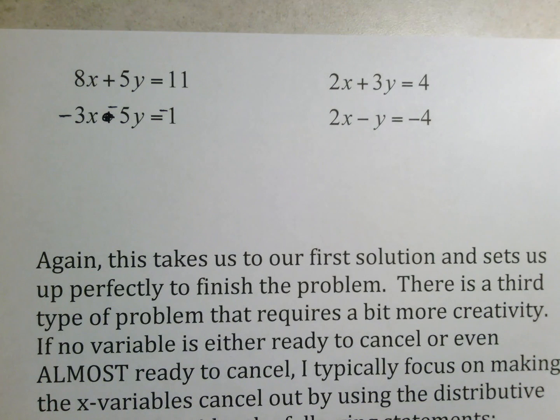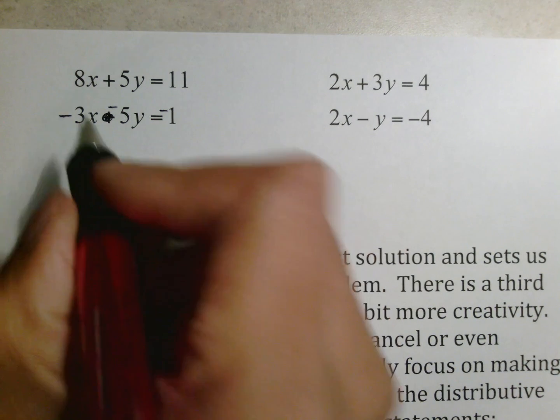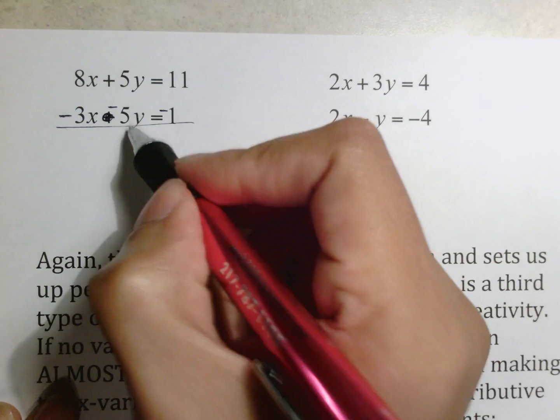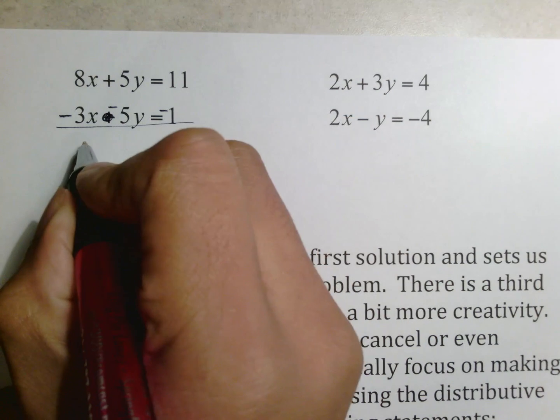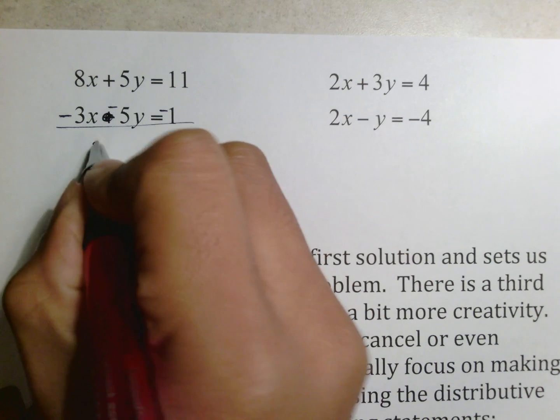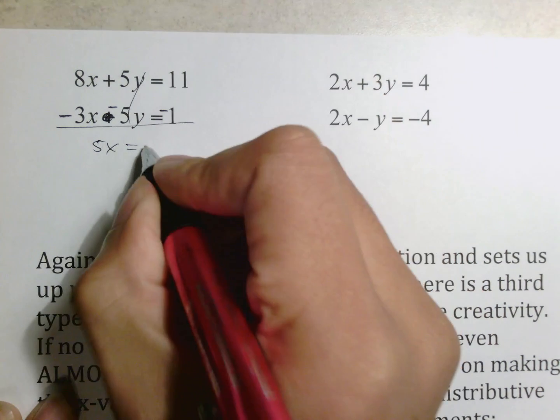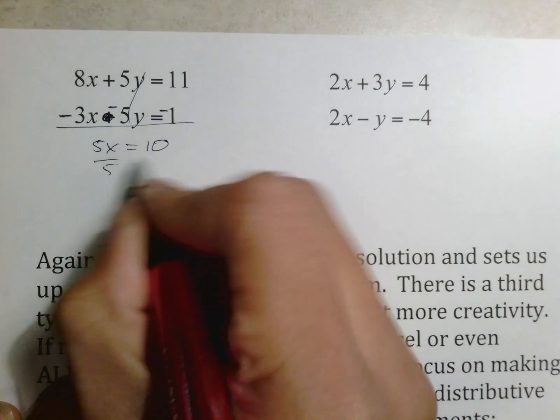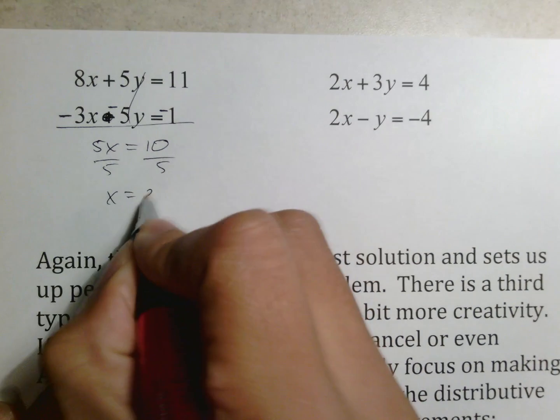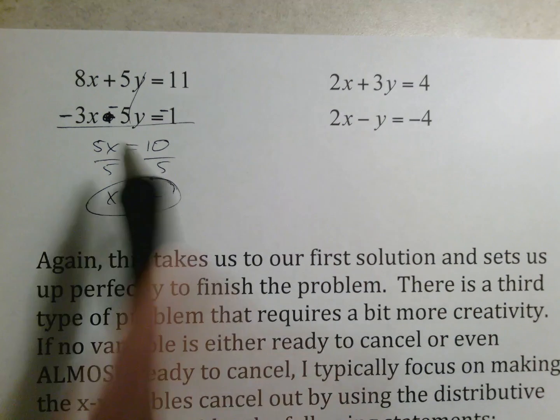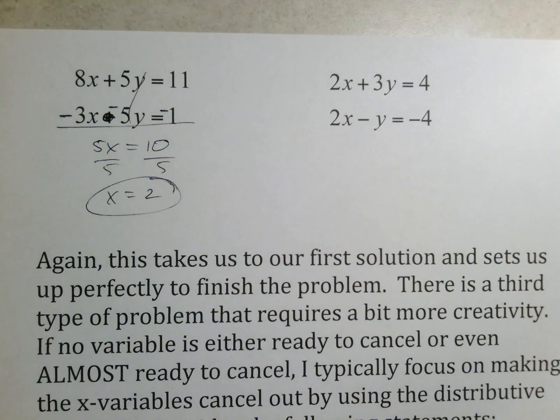So again, that skill is one of your processes of elimination, because now that my 5's are opposites, I do 8 minus 3 is equal to 5x. 5 minus 5 is gone. 11 minus 1 is 10. Divide both sides by 5, getting x is equal to 2. Again, plugging that in, finding y would be how you would finish that up, but we're not going to do that because I'm trying to save you some time.